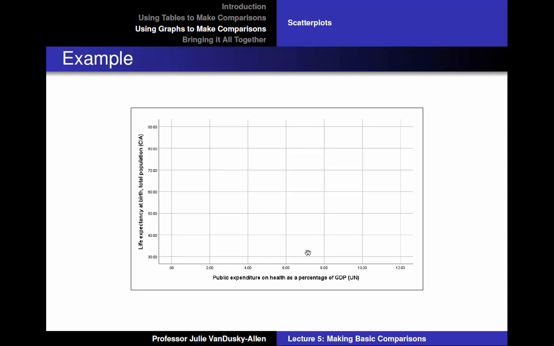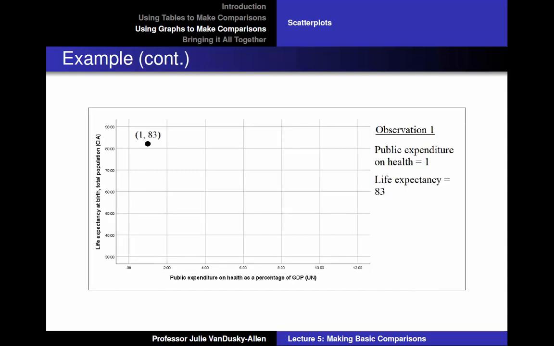And since, based on the data I've collected, public expenditure on health as a percentage of GDP ranges from about 0 to 12, I place 0 to 12 on the x-axis with appropriate 2-point intervals. Then I go through each observation and make a point on the plot for each observation.